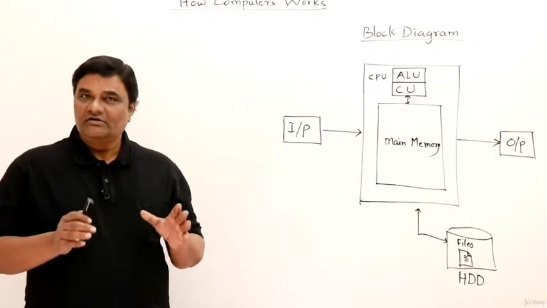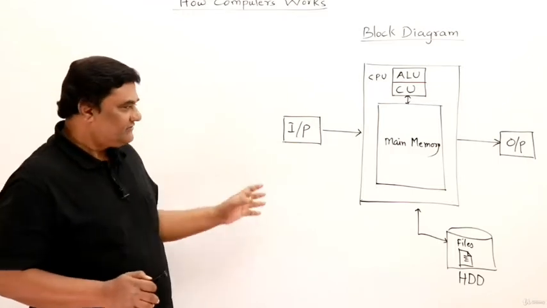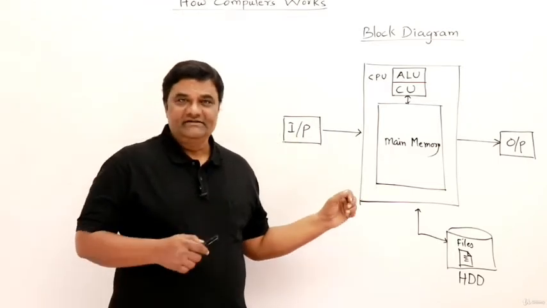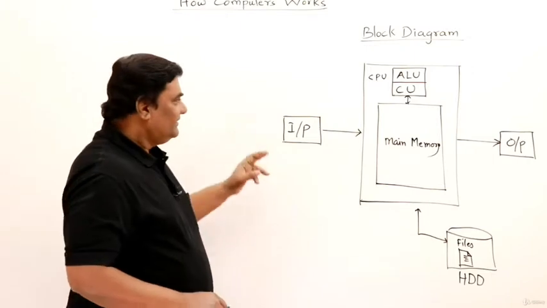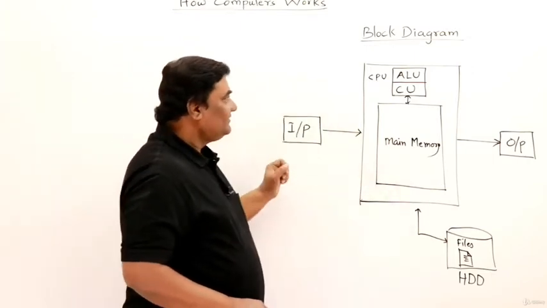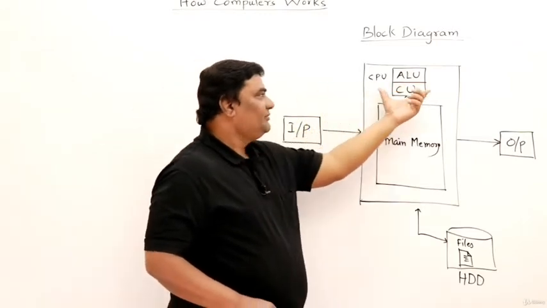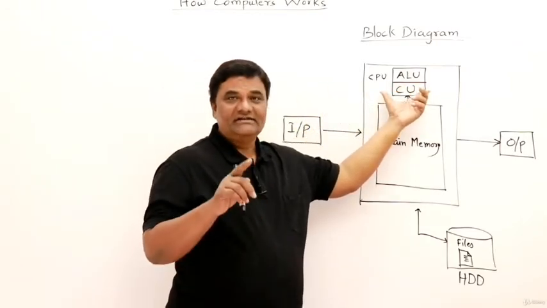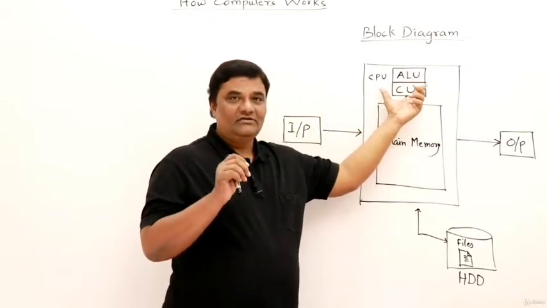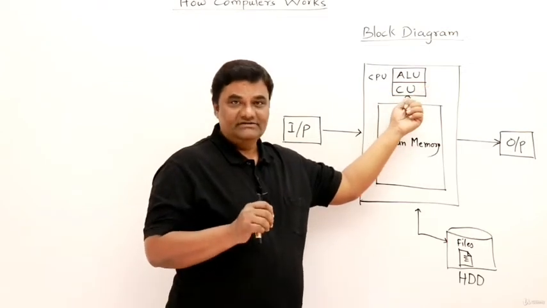For understanding how computers work, first of all, let us look at a block diagram. This is a very basic thing. Let us study it. This is a block diagram of a computer. Let us see the components first of all. This is the CPU. It has two parts, ALU, that is arithmetic and logical unit, and control unit, CU.